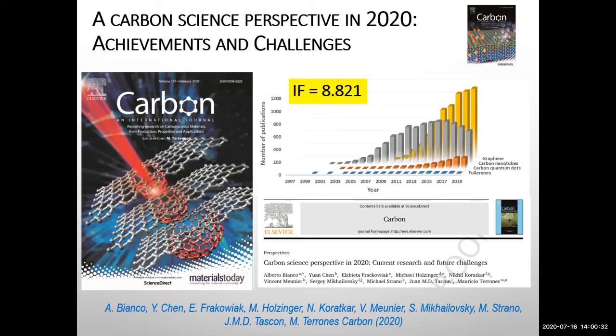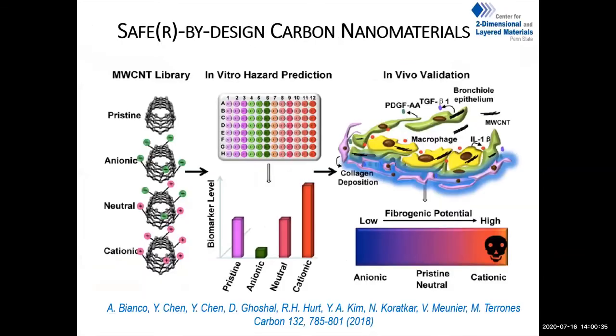In the Carbon Perspective in 2018, we discussed carbon nanomaterials and their toxicity, in particular for carbon nanotubes. The idea here is you can modify the surface of carbon nanotubes. You can negatively charge them, or you can positively charge them, depending on how you do it. But this has been correlated to the toxicity of the carbon nanotubes. Negatively charged ones have represented low cytotoxicity, whereas cationic ones have higher toxicity.